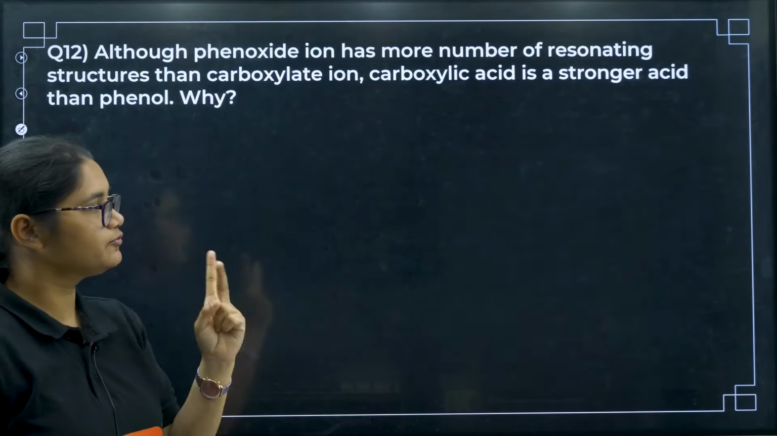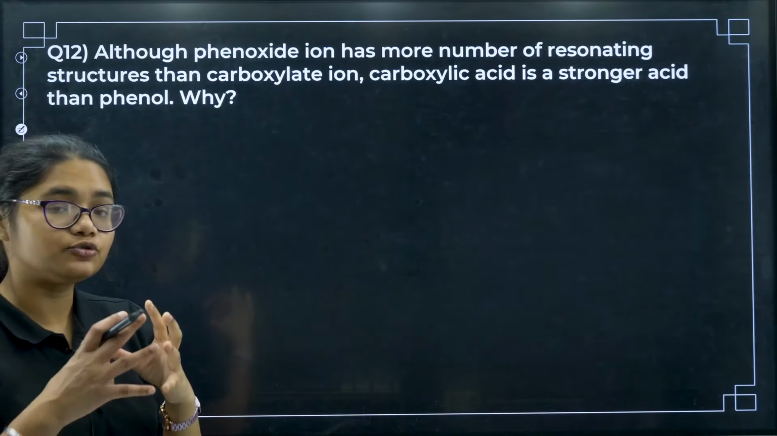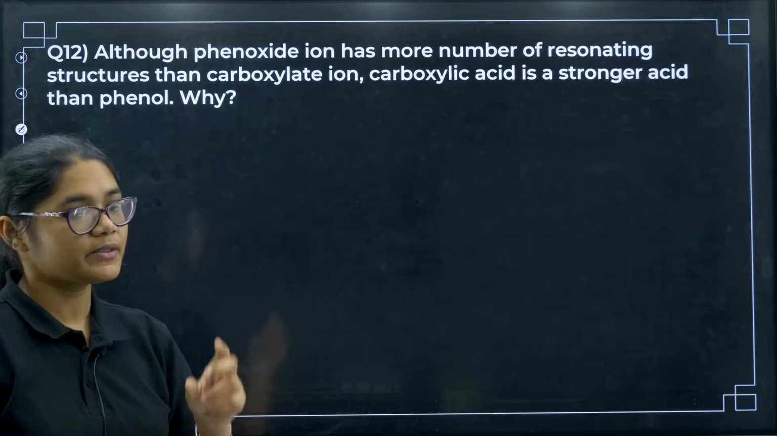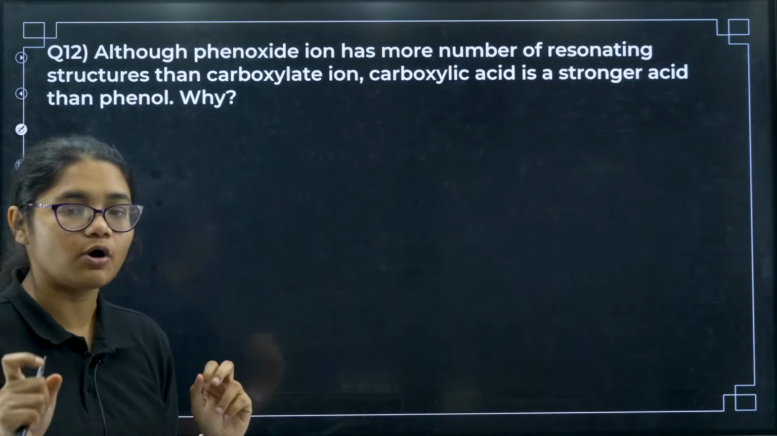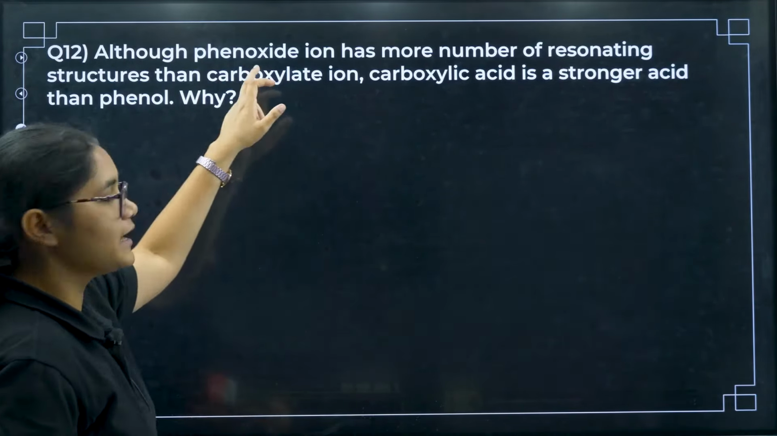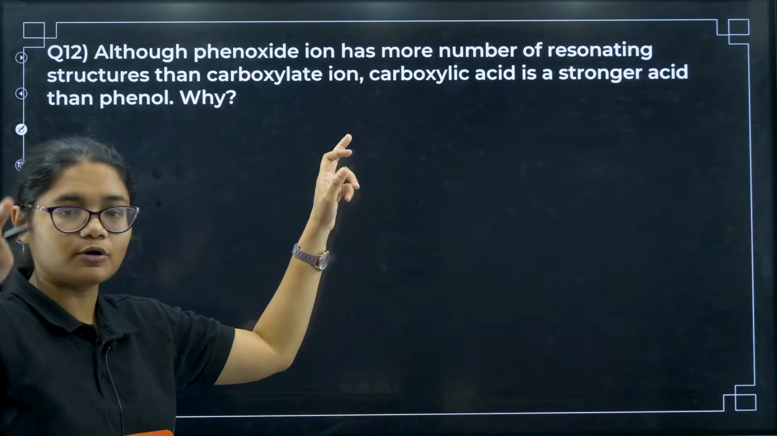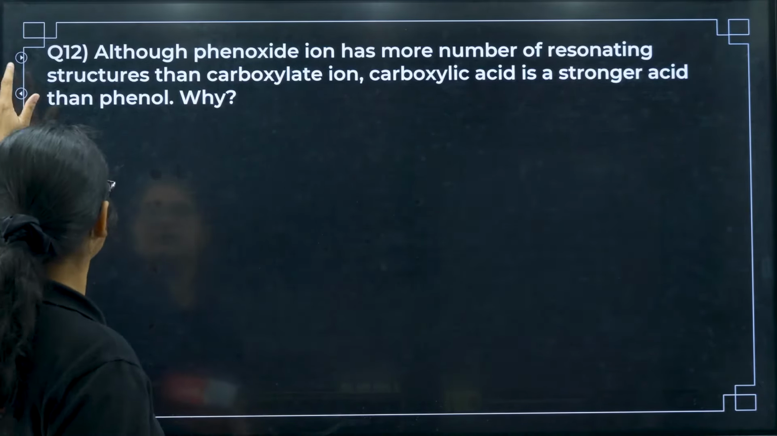So that is because of two reasons. Now, the carboxylate ion has two similar resonating structures. The second reason is, in carboxylate ion the negative charge is always on the oxygen, which is a more electronegative atom, but in phenoxide ion the negative charge moves throughout the ring and it even goes to the carbon. Okay, so these are the two reasons.